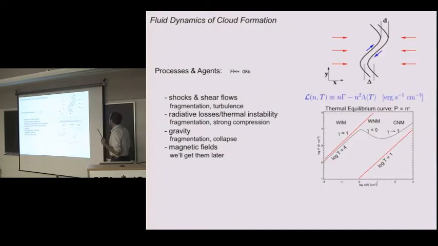This works best if you have a soft equation of state, and we just saw earlier the transitions from warm neutral to cold and then to hot by warm ionized gas. Well, we assume in the models that you have a transition from the warm neutral medium to the cold neutral medium, the molecular medium, and in that transition is a thermal instability, Field 1965.